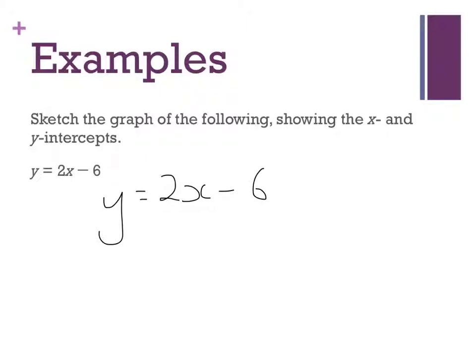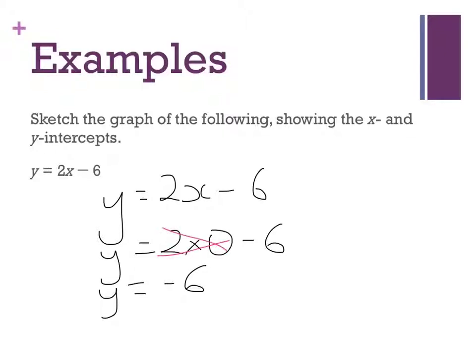So first thing I do is y equals 2x subtract 6. I've got my equation there. y equals 2 times 0 subtract 6. What's 2 times 0? Oh, 0. So y equals negative 6, because that's just cancelled it out. 2 times 0 is 0, so that's fine. Easy. My y-intercept is negative 6, so that means my line is intersecting the y-axis at negative 6.